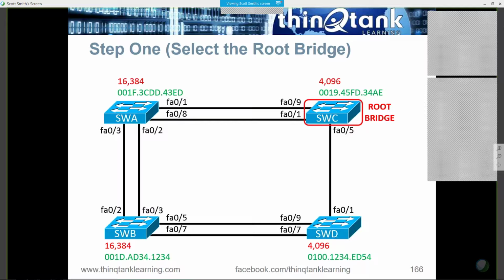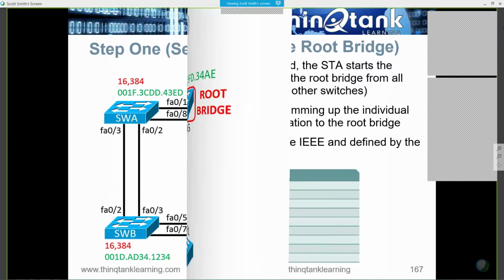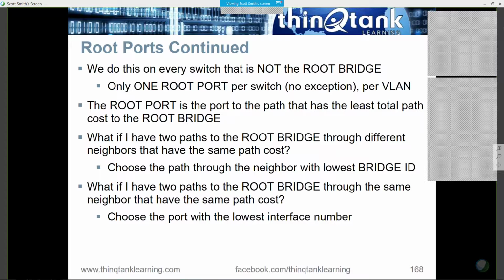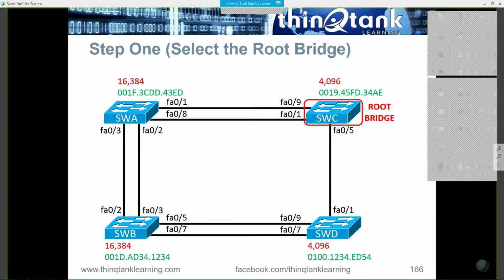Well, let's go to our handy dandy slide here. What if I have 2 paths to the root bridge through the same neighbor and they have the same path cost? What do I do? I choose the port with the lowest interface number. So in the case of switch A, port 1 becomes the root port. So far, so good?